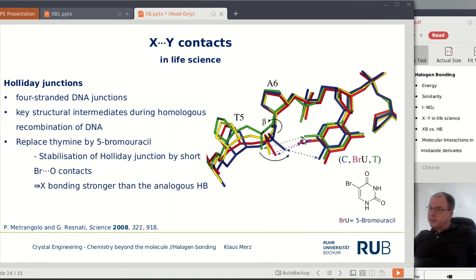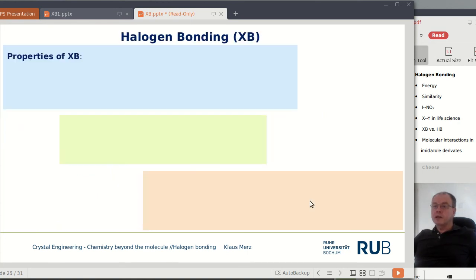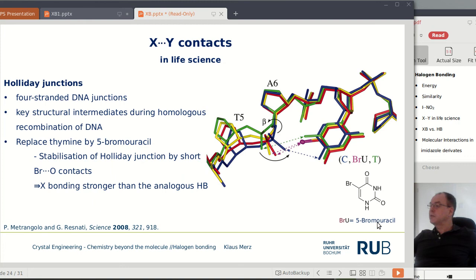And what we see is we can stabilize this junction by using halogen bonding. Yes, and this junction can be stabilized by bromine, this is the atom marked in magenta here, bromine, oxygen intermolecular interaction. What was done here is to substitute thymine by bromouracil. And this leads to a strong intermolecular interaction, the stabilization of a Holliday junction. Yeah?